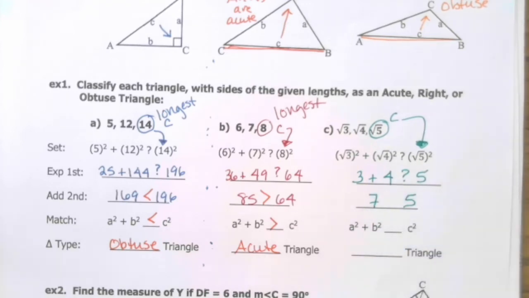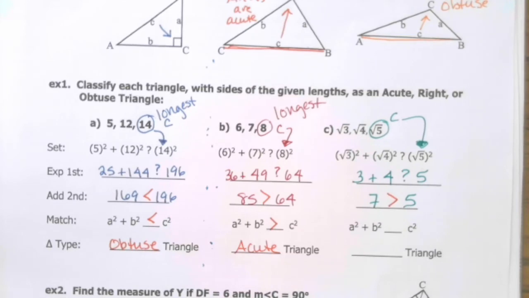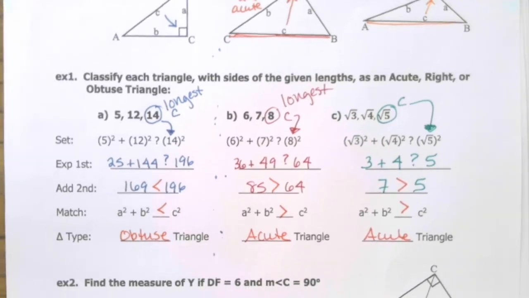When I compare that with my 5, 7 is greater than 5, which means a squared plus b squared is greater than c squared. So this is also an acute triangle. So the only way it can be a right triangle is if a squared plus b squared is exactly equal to c squared. Otherwise, it's obtuse or acute.